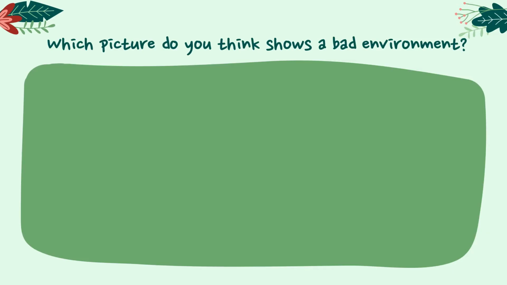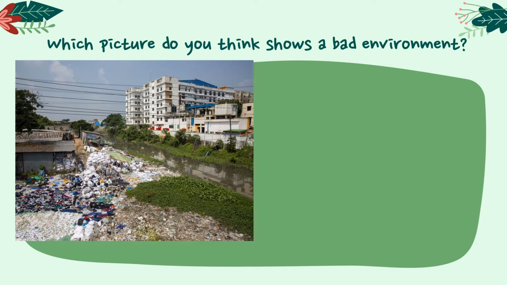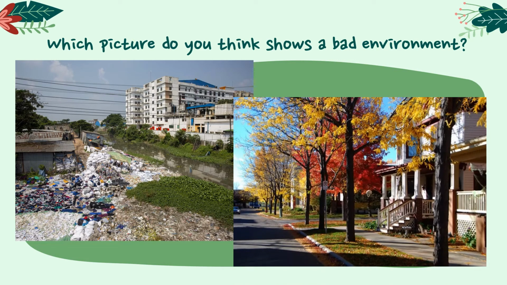So, which picture do you think shows a bad environment? Let's see. Is this the first picture or the second picture? It clearly says that it is the first picture. You can see the garbage and the river. That is an example of a bad environment.